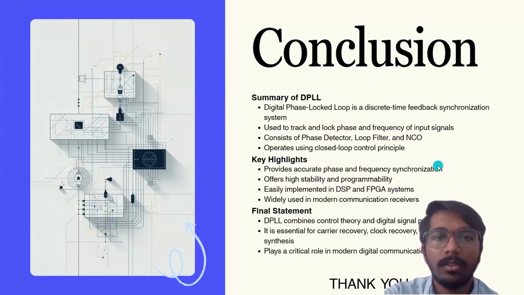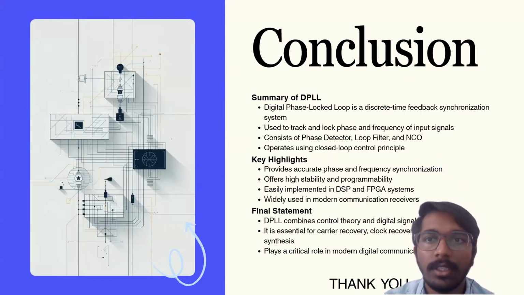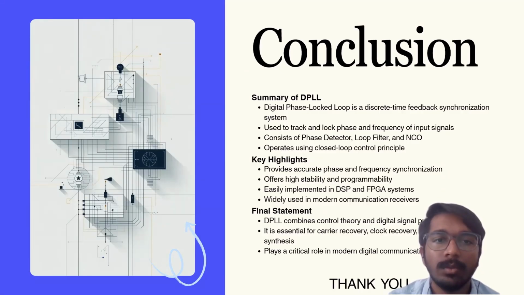Finally, let us conclude the presentation. In this presentation, we discussed the concept of digital phase locked loop and why synchronization is essential in digital communication systems. We examined the basic structure of DPLL, including phase detector, loop filter, and numerically controlled oscillator. We understood how these blocks work together in closed loop systems to reduce phase error and achieve synchronization.